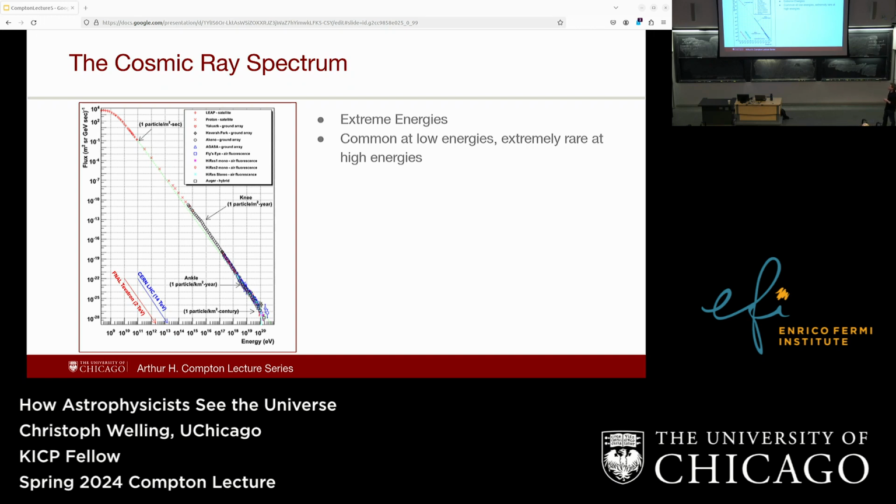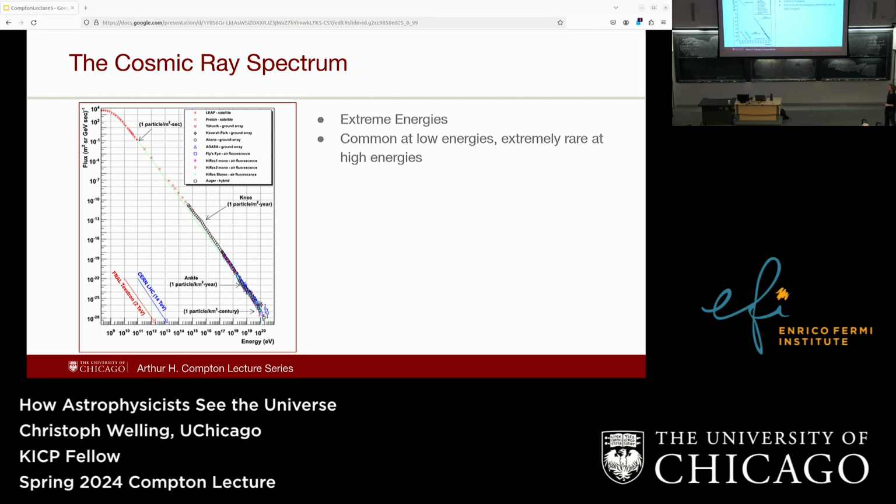So at these very low energies, they're actually pretty common. Here you have about 1 particle per second per square meter. And then if you go to higher and higher energies, at this end here, you have basically 1 particle per square kilometer per century. And that's why detectors like the Pierre Auger Observatory and the Telescope Array are so big, because you need a really big detector if you want to have a chance of actually seeing them.